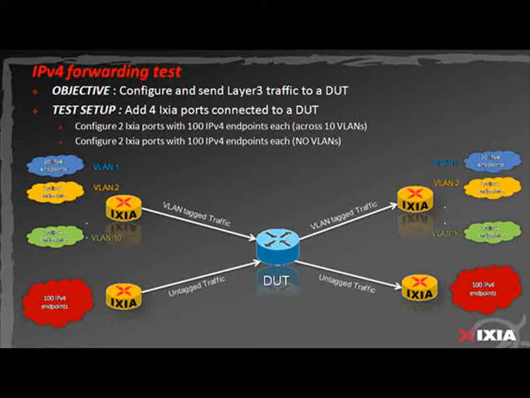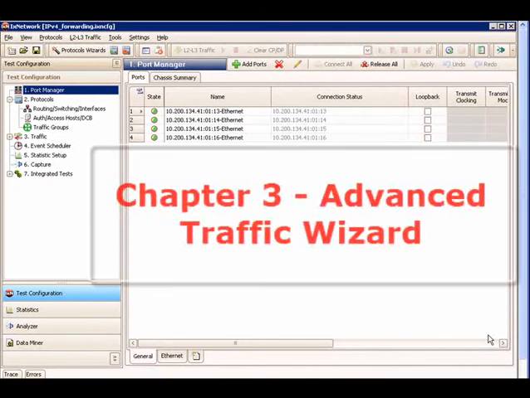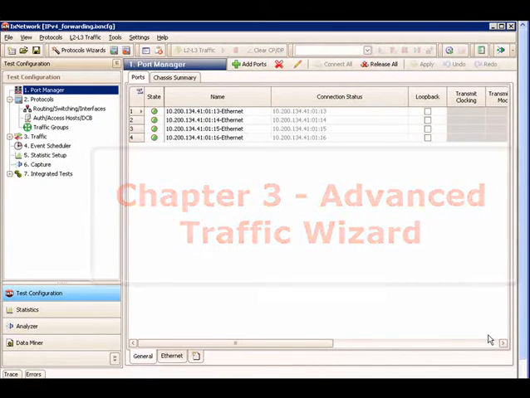Within the test, we will use the advanced traffic wizard to configure the traffic mapping across these port pairs. We will create 2 separate endpoint sets for each encapsulation type, one with and one without VLAN encapsulation, and allow the user to configure the traffic properties for each endpoint set. We will then go in and enable tracking options for VLAN ID and for each particular traffic item. The objective of the test is really to send untagged traffic and tagged traffic to the device simultaneously and validate the performance of the device under test.